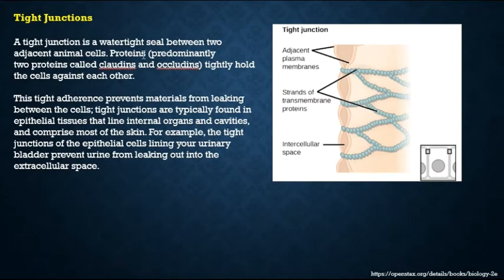A tight junction is another type of junction. This is the watertight seal between two adjacent animal cells. Proteins such as claudin and occludin tightly hold the cells against each other. This tight adherence prevents materials from leaking between the cells. Tight junctions are typically found in epithelial tissues. The tight junctions of epithelial cells lining your urinary bladder prevent urine from leaking out into the extracellular space. So you can imagine how important they are.